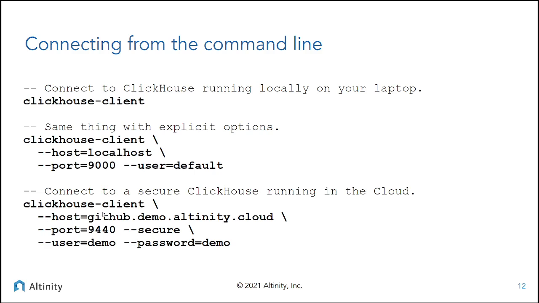So we'll give a host name. In this case, it's github.demo.altinity.cloud. This is a real host. You can go try it. Port is 9440, and it's TLS encrypted, so secure, and then the user is demo, and demo is the password. If you type this command, you will be connected to a ClickHouse server immediately.